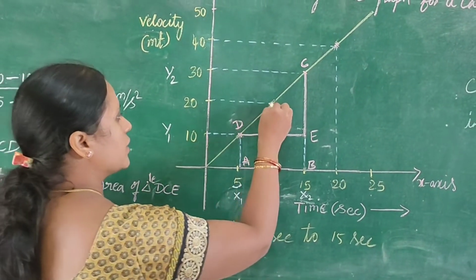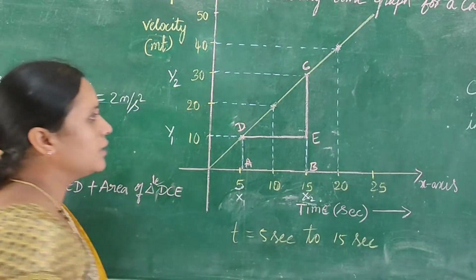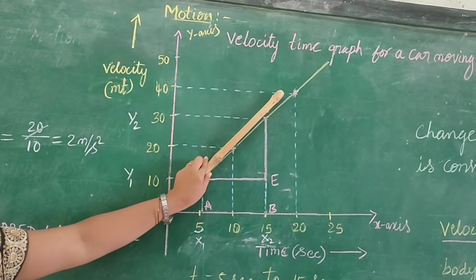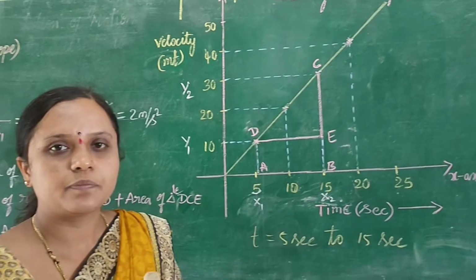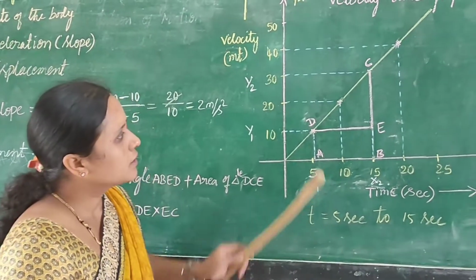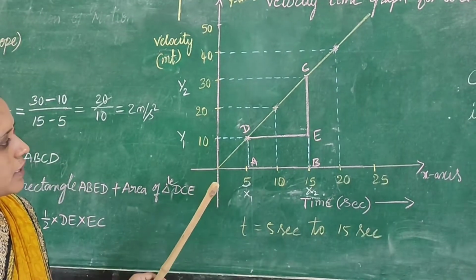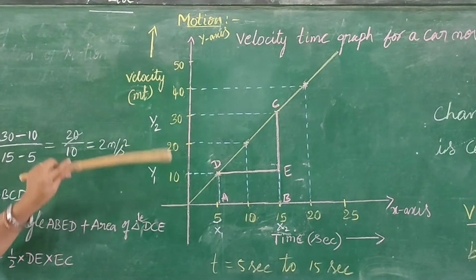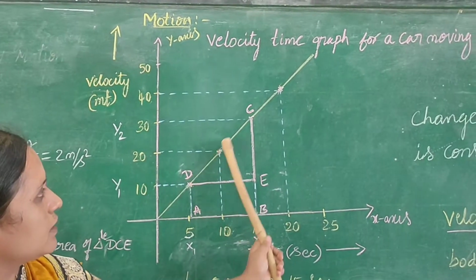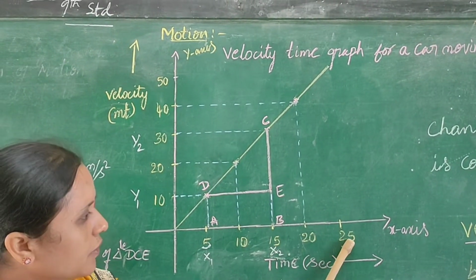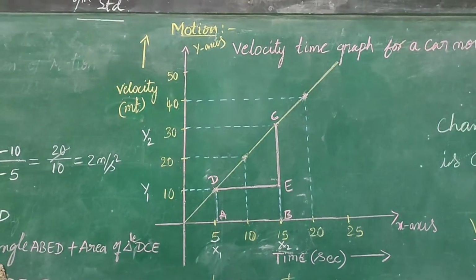Students, now I join all these points, and I will get a straight line path. You know that a straight line path gives uniform speed. In the previous graph you learned that a straight line graph gives uniform speed. Here also the velocity changes: the velocity increases with time. So here the velocity is increasing uniformly, and it is called uniform acceleration.